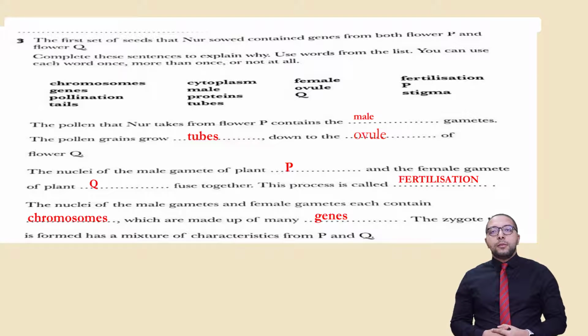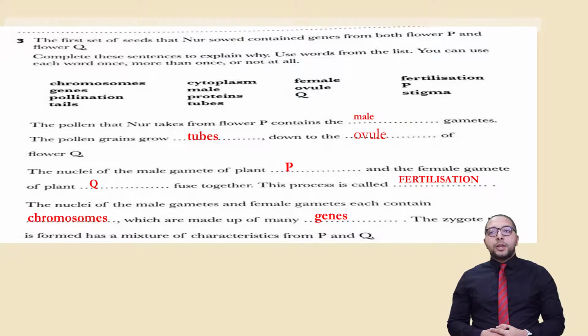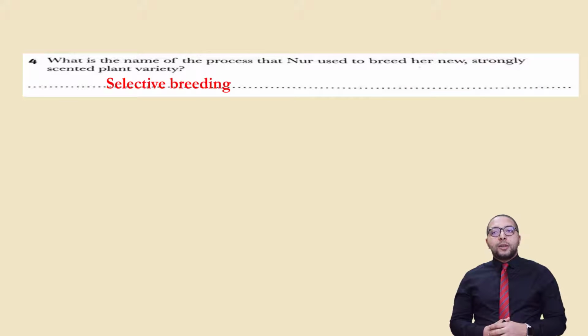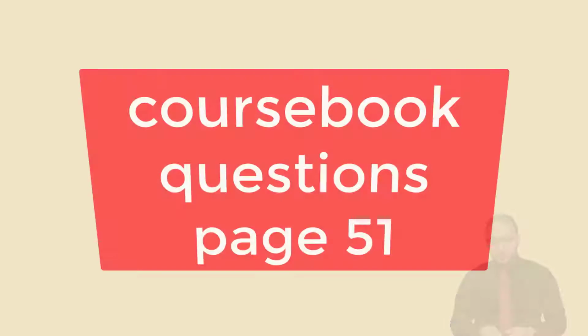Perfect. The nuclei of the male gamete and the female gamete each contain chromosomes which are made up of many genes. Perfect. The zygote that is formed has a mixture of characteristics from P and Q. Fourth question, what is the name of the process that Noor used to breed her new strongly scented plant variety? So this process is called selective breeding.